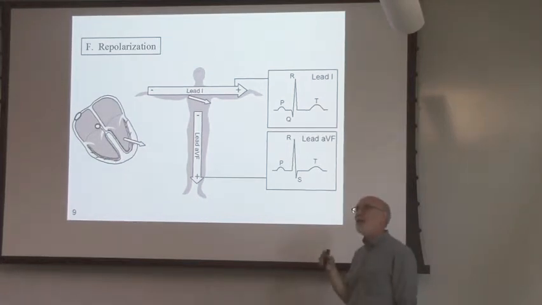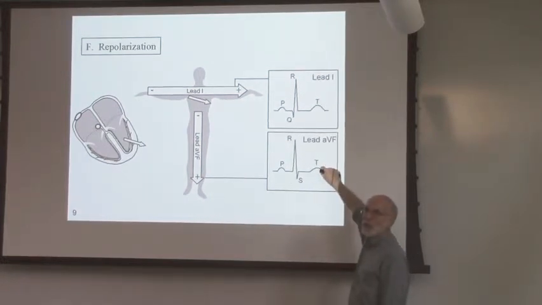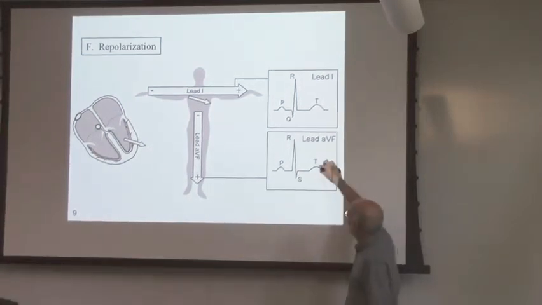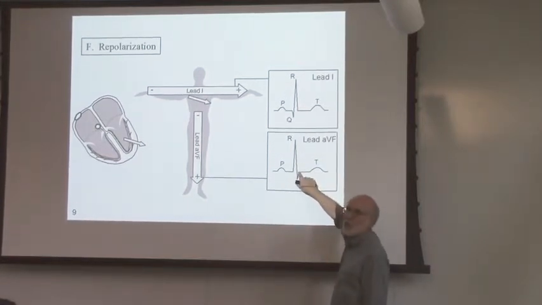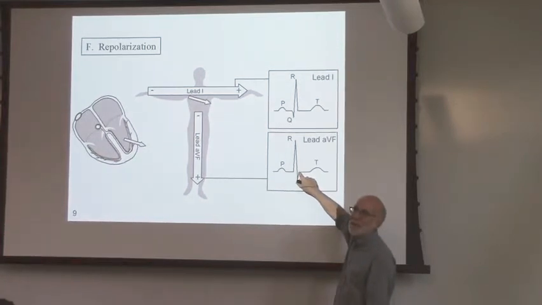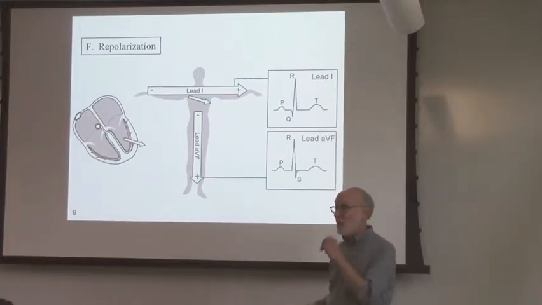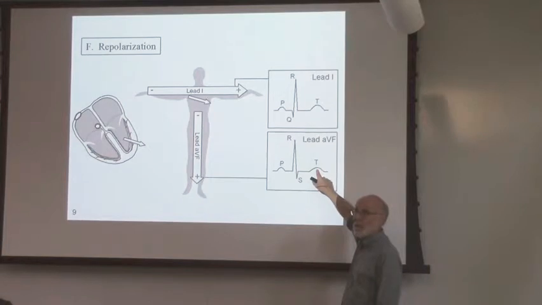So now it should be clear why the spread of repolarization of the atria is invisible. Repolarization is less well organized, and the atria are smaller than the ventricles. So if this little signal is what the ventricles give us, then during the spread of atrial repolarization, it's too small to see. So we don't see atrial repolarization. We do see ventricular repolarization.